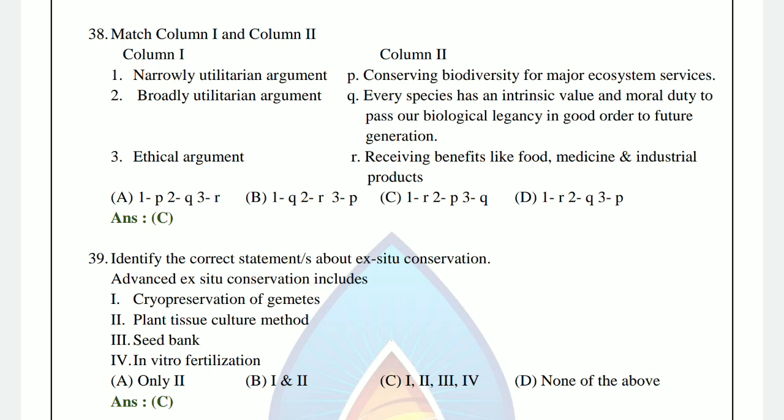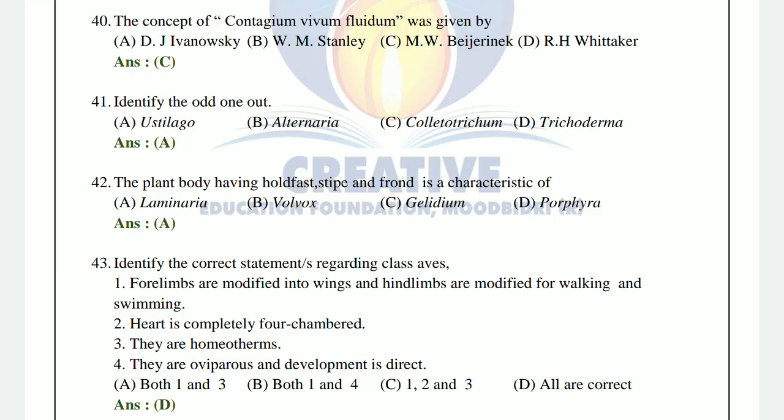Question 38. Match the column 1 with the column 2. The correct option is option C, that is 1 to R, 2 P and 3 Q. Identify the correct statements about ex situ conservation. The correct option is option C, that is 1, 2, 3 and 4. Question 40. The concept of contagium vivum fluidum was given by option C, M.W. Beijerinck. Identify the odd one out, that is option A.